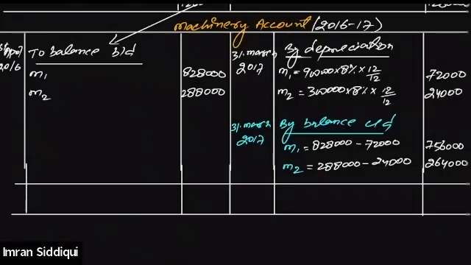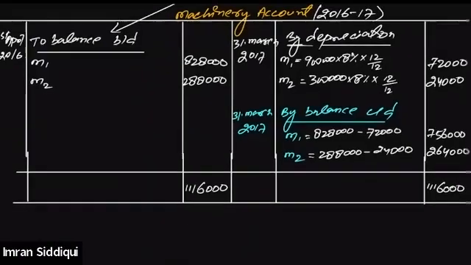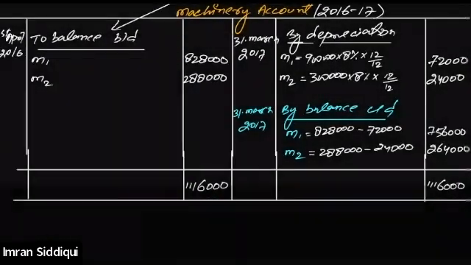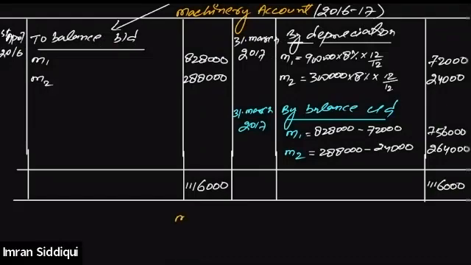Okay, now we will total the credit side first. 2,88,000 plus 8,28,000. This will be 11 lakh and 16,000. All right. So this was the account for the year 2016-17. Now we'll move to the next year. We'll prepare the machinery account for 2017-18 as well.